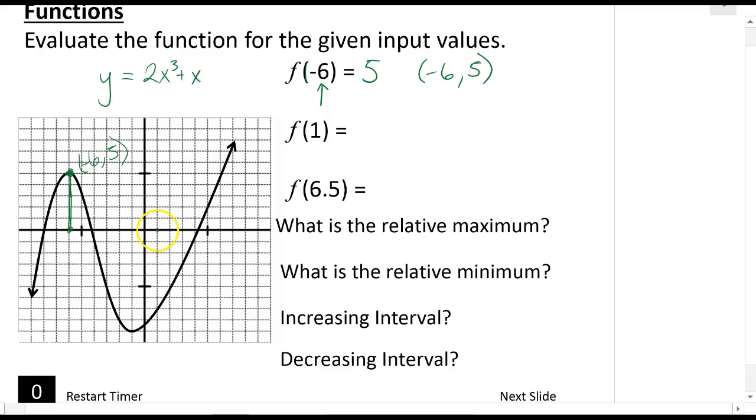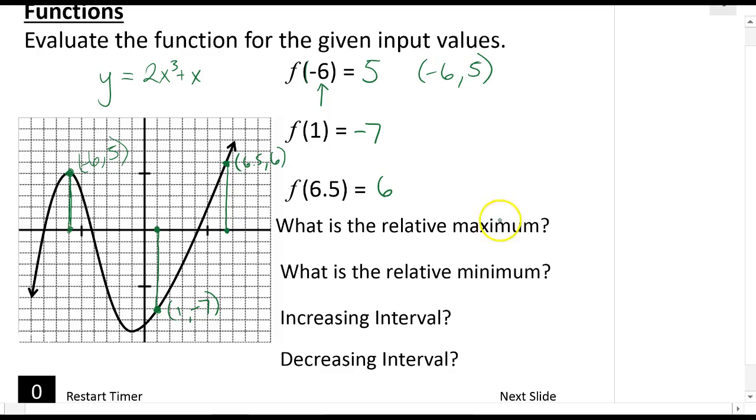Okay, so same thing here. The input is 1. So here's 1, but the graph goes below the x-axis, so I have to go down to it. And here, it's 1 and -7. So our output is -7. Now 6.5. We'll just go over here on the x-axis till I get to 6.5. That's right here in the middle. Then I have to go up to the graph because it's above the x-axis. And at this point, our y, our output, is 6. So the output of 6.5 is 6.